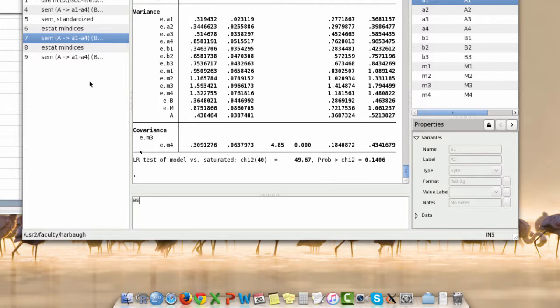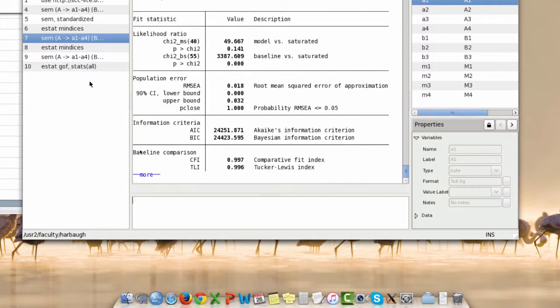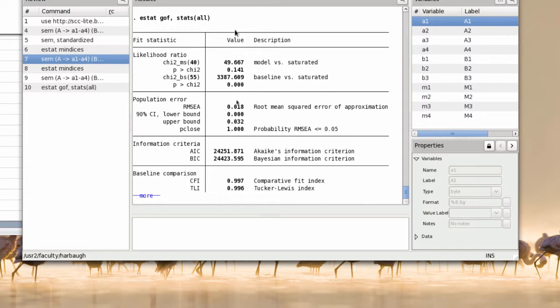Let's look at the goodness of fit stats. E-stat, comma, GOF, comma, stats all. Is that right? Make sure. Yeah, that's right. I'll scooch this up so you can see what I just typed. So E-stat, comma, GOF, goodness of fit, comma, stats all.